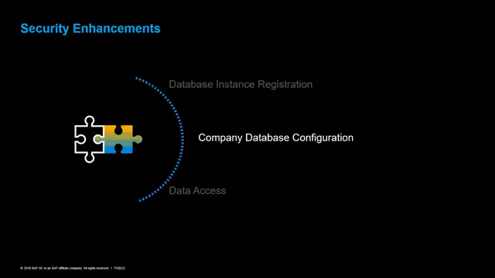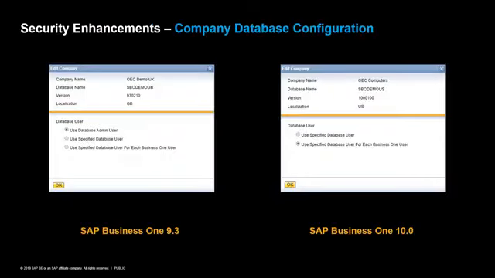Let's see the changes on the company database level. The database admin user was removed in SAP Business One version 10, as this is a very high level authorization, and in order to have better security, the database admin user option is not available anymore for managing the connection on the company database level. The most secure and recommended option is to specify a database user for each Business One user. The system automatically generates a pair of database users without the administrator privileges for each SAP Business One user.